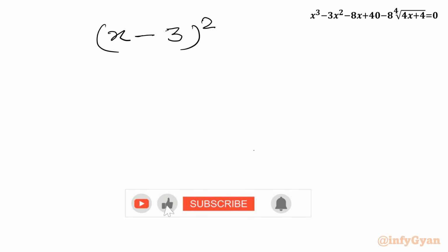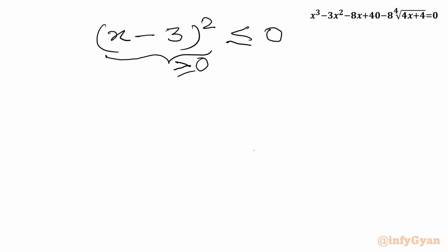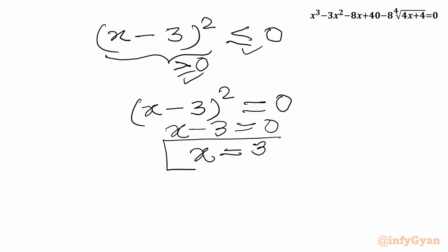So the only possibility is that x minus 3 whole square should be less than or equal to 0. Now this is always greater than or equal to 0. So equality will hold true. I will write x minus 3 whole square must be equal to 0. So from here we will write x minus 3 equal to 0. By adding 3 to both sides, we will get x equal to 3.